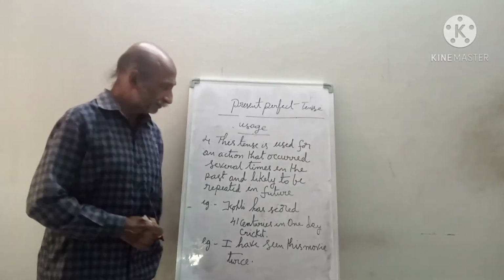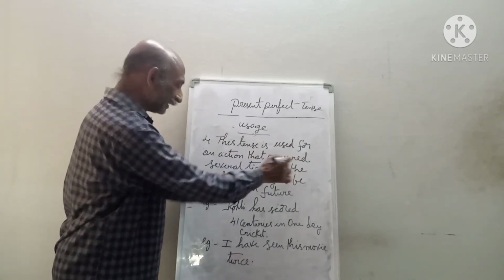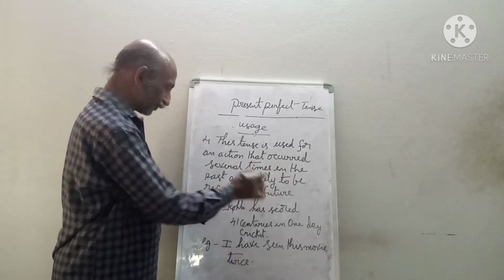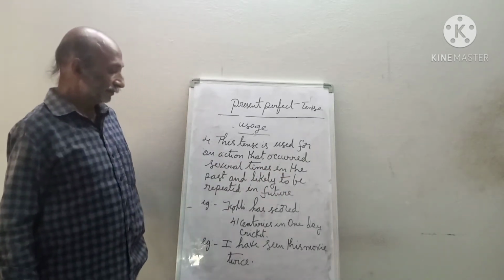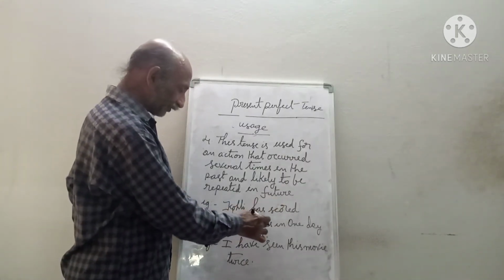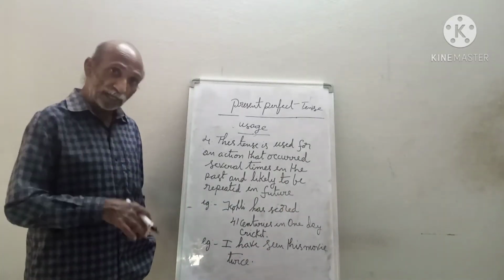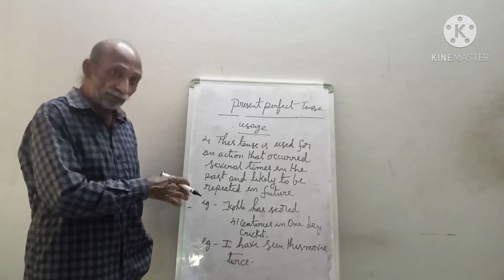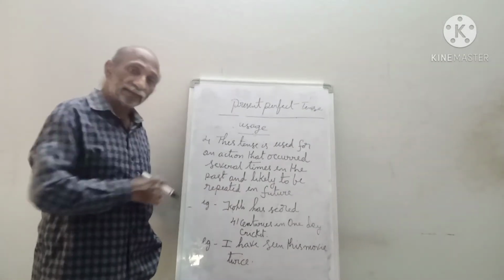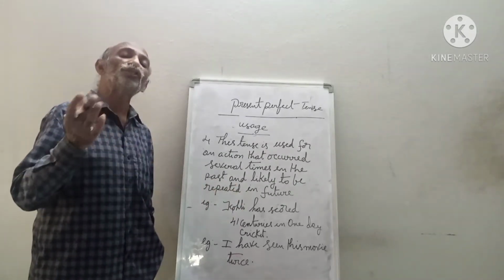Now usage number 4. This tense is used for an action that occurred several times in the past and is likely to be repeated in future. Let's take a look at the example. Kohli has scored 41 centuries in one-day cricket. It means, so far, Kohli has scored 41 centuries. He is still playing for the country. So, there is a chance for Kohli to score more centuries in future.